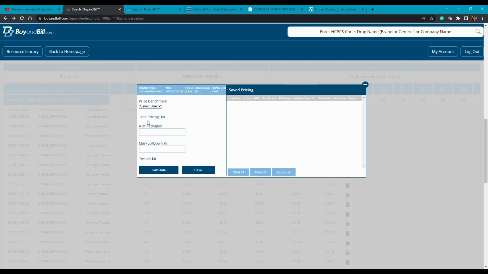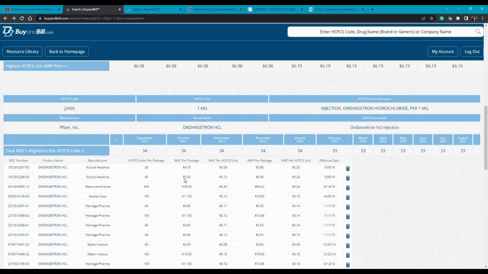So you can say you want to use the WAC and you have one package and you're going to mark up, let's say 50%, and you calculate and its unit pricing is 24 cents. So the result is $7.20. And then you can save it and then you can add it over here. It will give you all of the information and then you can export it, print it, whatever you want to do. So this is really nice if you want to compare pricing, if you want to try to determine how much to charge, if you're new to this or it's a new product that you're billing. So this is definitely a reference. I really love this website.